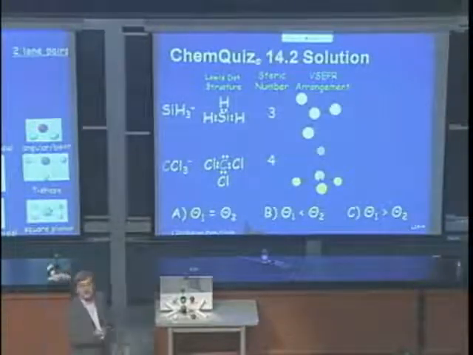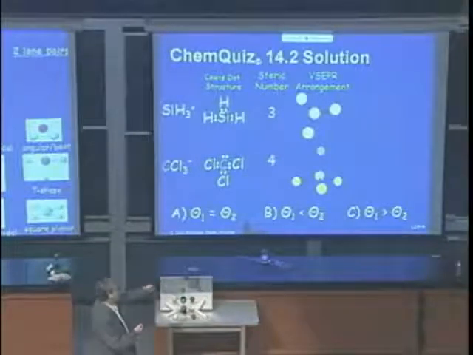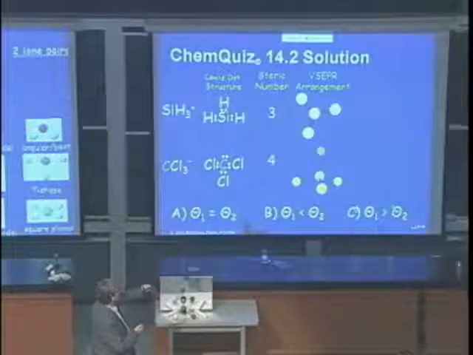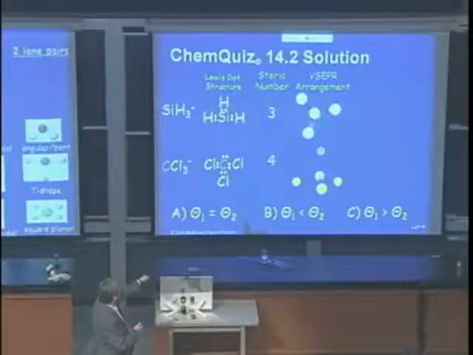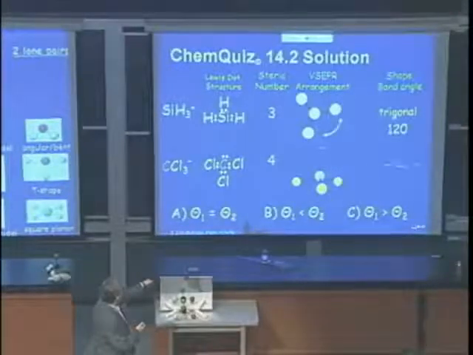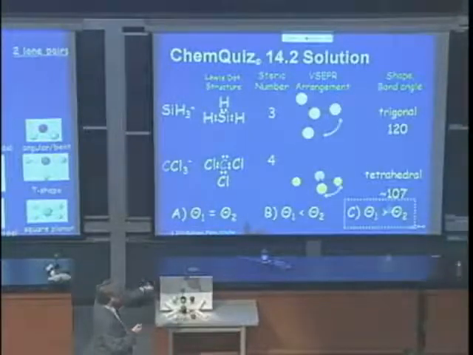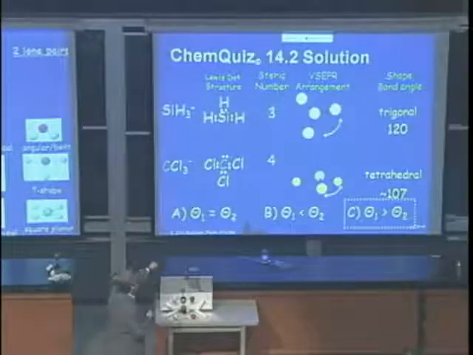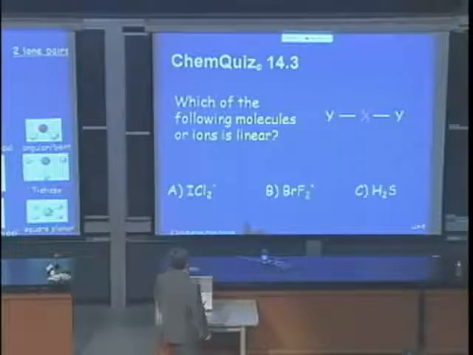So which one is larger? So C must be the answer. Theta 1 is 120 degrees. 120. There you go. And this is 107. There it is, okay? This is the larger bond angle compared to this one. Good. Now, let's do another one.